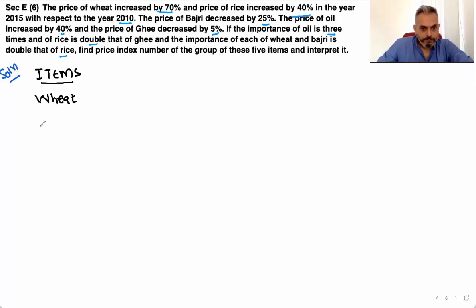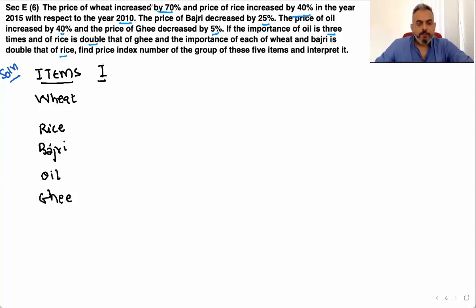Wheat, rice, bajri, oil, and ghee. Now, index number. Wheat. What will be the index number for wheat? Can you tell me?